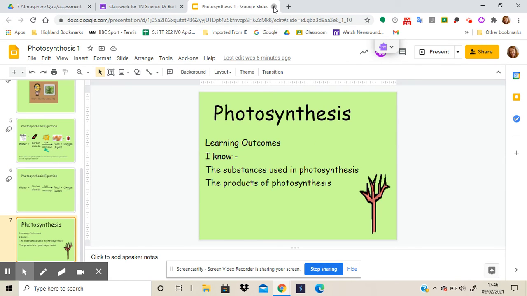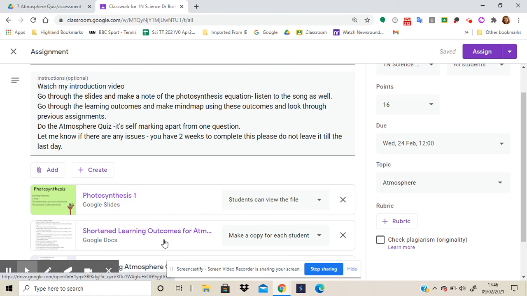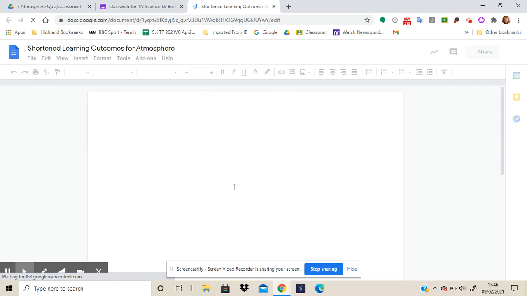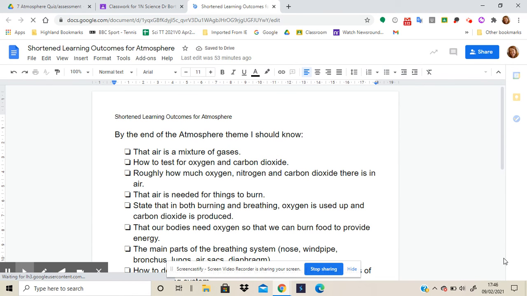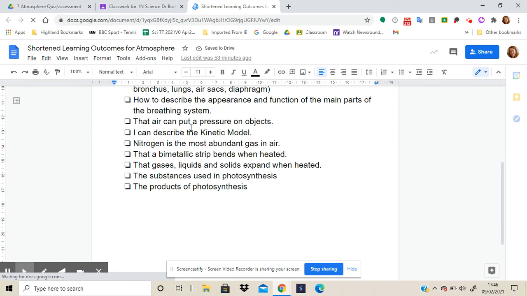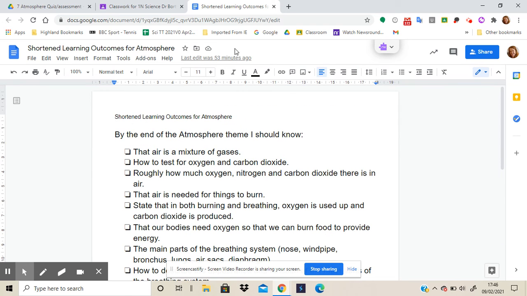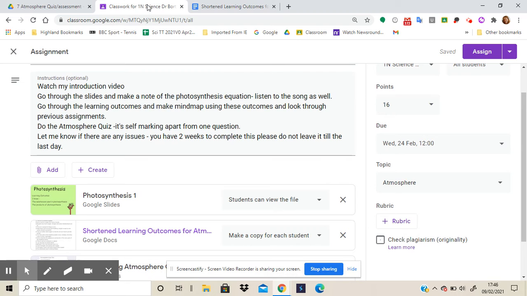So if I go back to the assignment, you want to then look at all the learning outcomes that we've covered in atmosphere. We've spent a bit of time. You can go through all the assignments. You can just have a quick look. You can make a nice mind map of these, either on a piece of paper or on Google Drawings. Now you can send that to me.